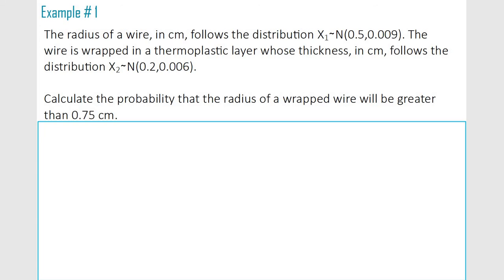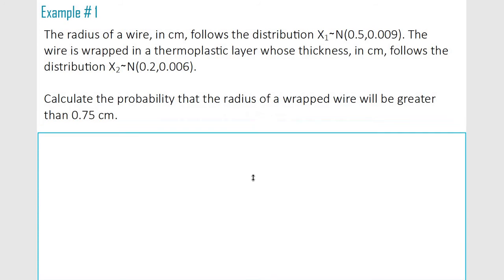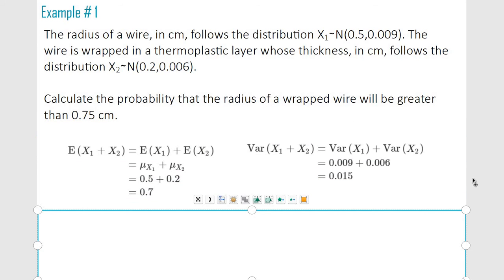So here we have the radius of a wire, which follows a normal distribution. It's then wrapped in a layer that follows another normal distribution. So now we want to know the probability that the radius of the wrapped wire will have a total greater than 0.75. First we need to find the new mean and the new variance. So we can start by doing that.